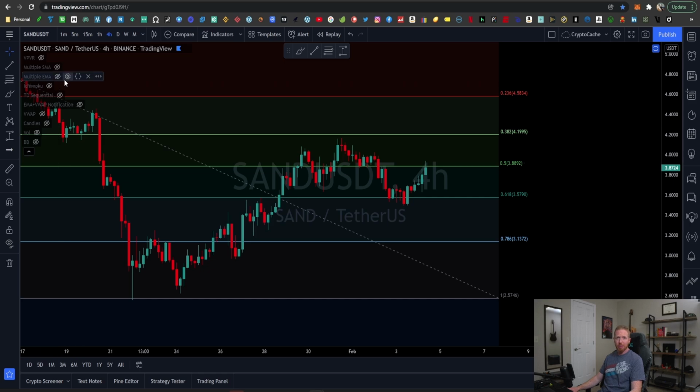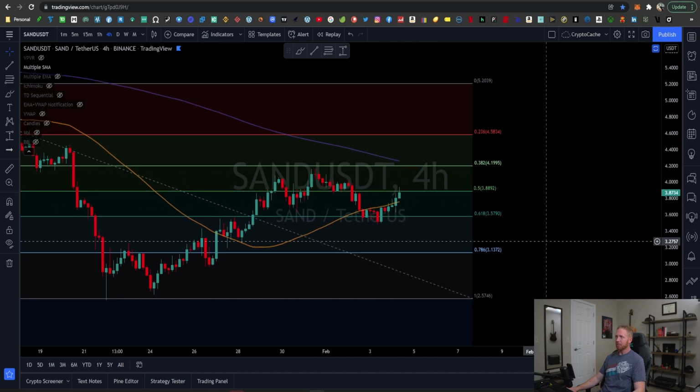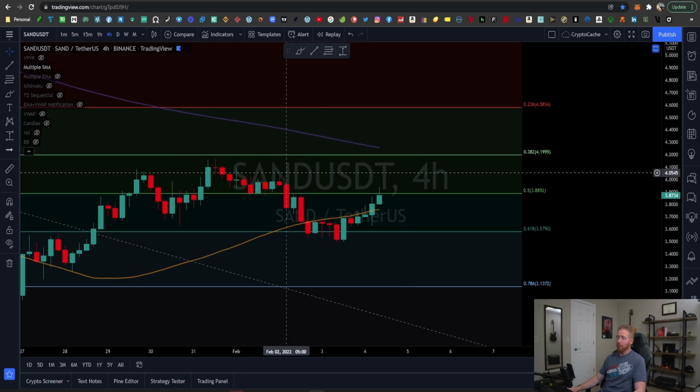While I do feel Sandbox is best in class, so to speak, one of the better gaming coins out there, I still don't think we're out of the woods yet. We've got some key level resistances to get past first. Let's take a look at the 4 hour here. We're moving up above the 50-day simple moving average. This is also very synonymous with a lot of other coins.